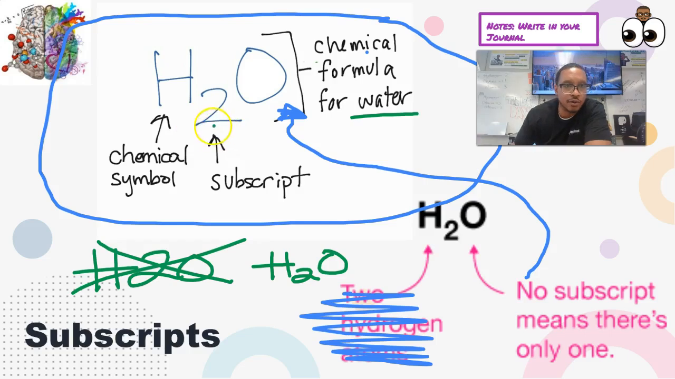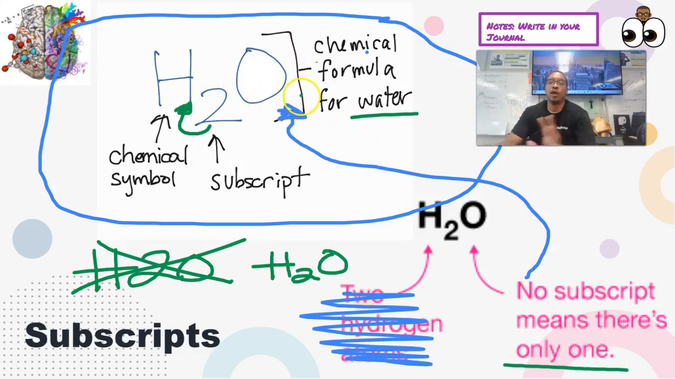Now remember, this 2 belongs to whatever element is to its left, and the element to its left is hydrogen. So H2, there are 2 hydrogens, and if there's no subscript, that means there is only 1, which means there's only 1 oxygen. So what is the total number of atoms in this chemical formula? Well, there are 2 hydrogens and 1 oxygen. Put them together, you get 3.